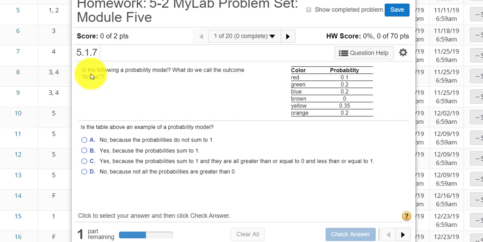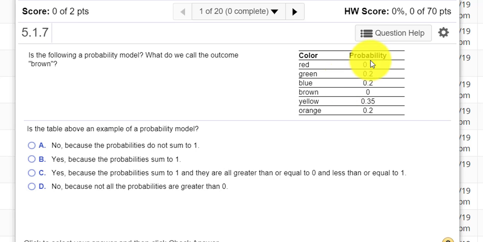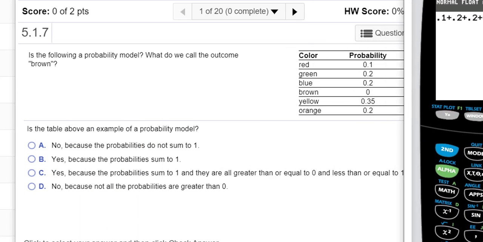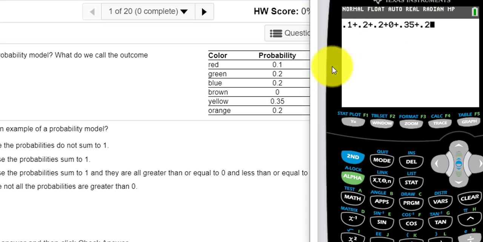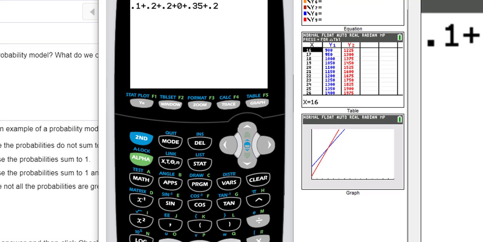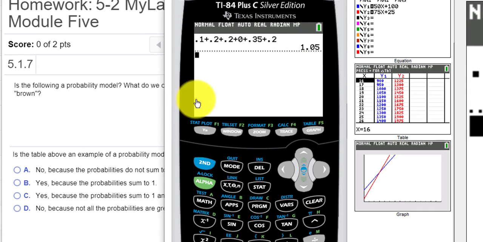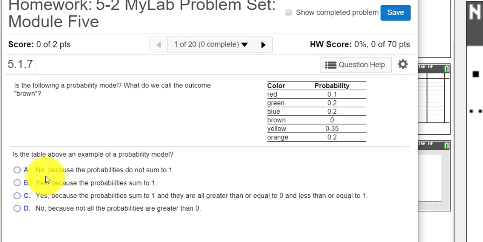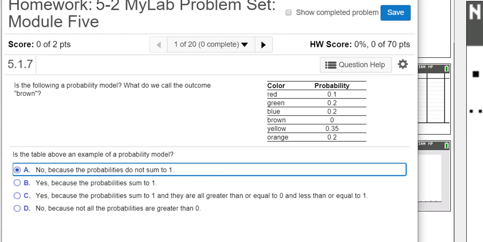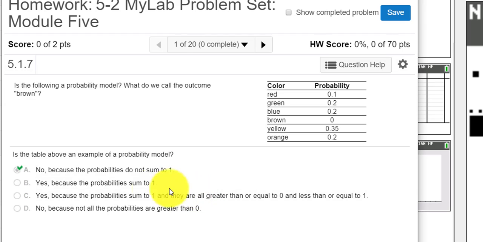The first question asks, is the following a probability model? For this to be a probability model, the probabilities have to sum to 1. So when we add up all of these numbers, we should have 1 as our result. I've entered the 0.1 and the 0.2 and the 0.2, all of the values into my calculator, and I press enter, and I get 1.05. So the answer is no, because the probabilities do not sum to 1. I check answer, we get the nice work.